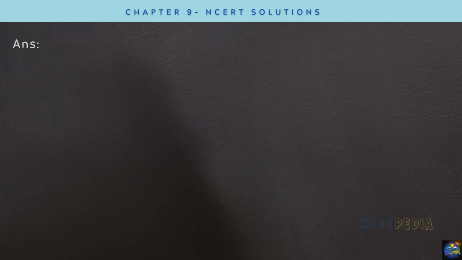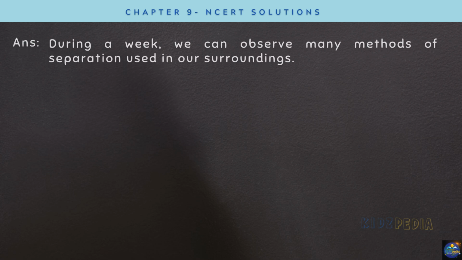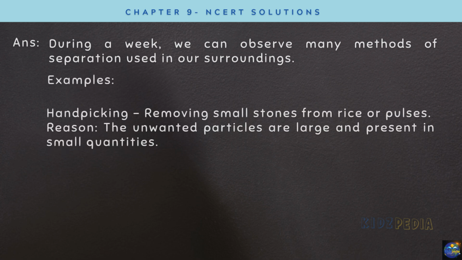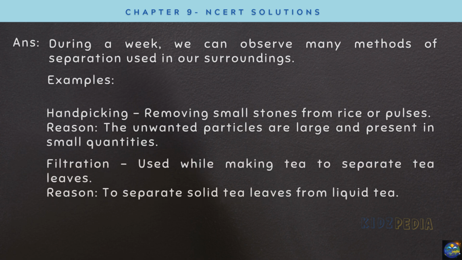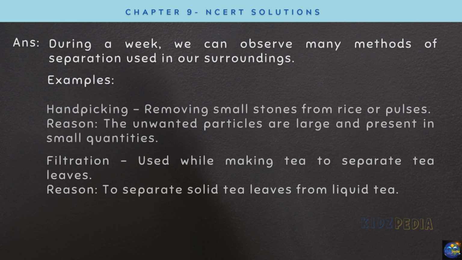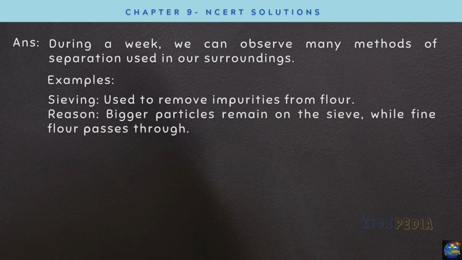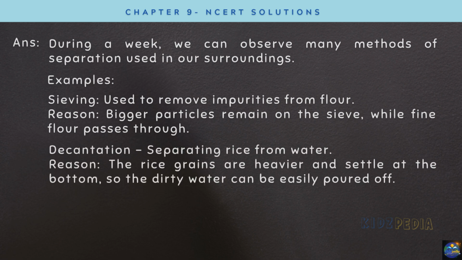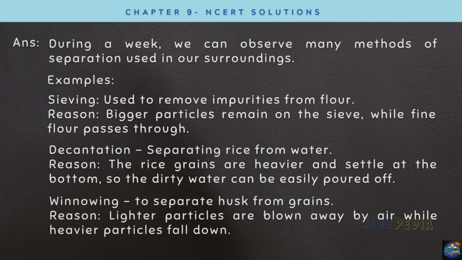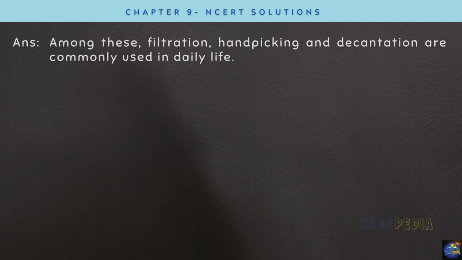During a week, students can observe activities at home, school, or nearby places. When rice or pulses are cleaned, small stones or husk are removed by handpicking. When tea is prepared, a strainer is used to separate tea leaves from the liquid, which is an example of filtration. Sieving is used to remove impurities from flour. Decantation, to separate rice from water. And winnowing, to separate husk from grains. Among these, filtration, handpicking and decantation are commonly used in daily life.